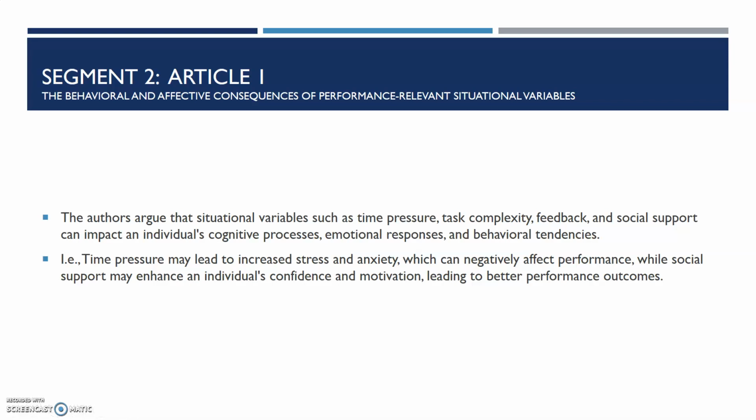So, segment two, we're going to go over the articles. This is article one, the behavioral and effective consequences of performance relevant situational variables. The authors argue that situational variables such as time pressure, task complexity, feedback, and social support can impact an individual's cognitive processes, emotional responses, and behavioral tendencies. So, time pressure may lead to increased stress and anxiety, which is going to in turn negatively affect performance. And then social support may enhance an individual's confidence and motivation, leading to better performance outcomes.